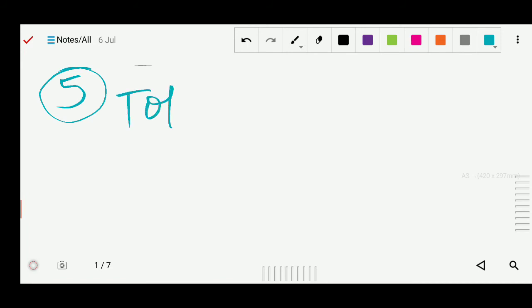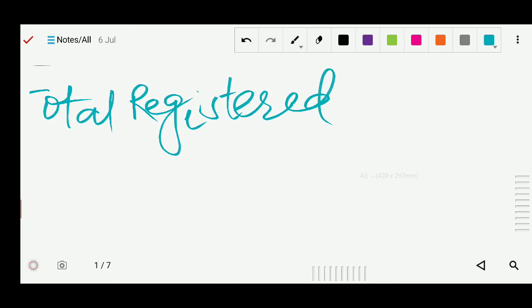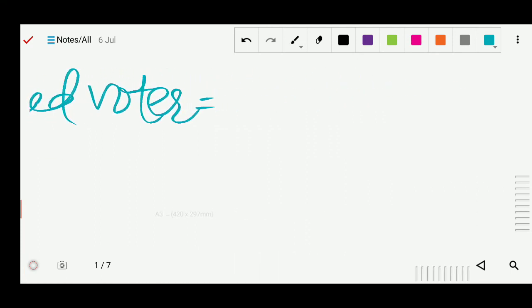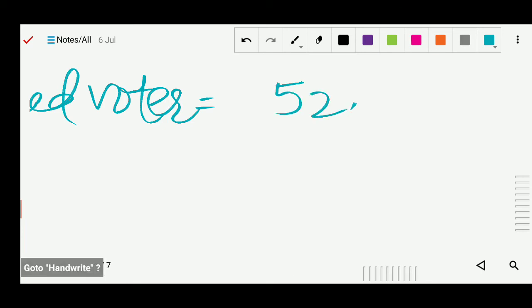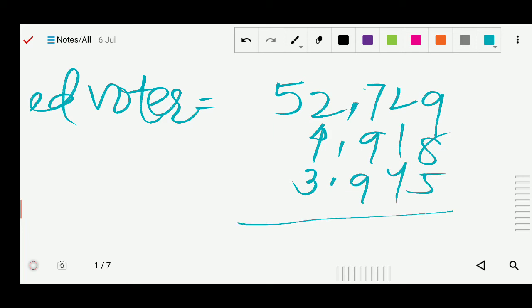So we can get the total registered voters. Okay, so how many voted? 52,729, okay, valid was 52,729, invalid 4,918, and also not came 3,945. This is all about the votes cast.